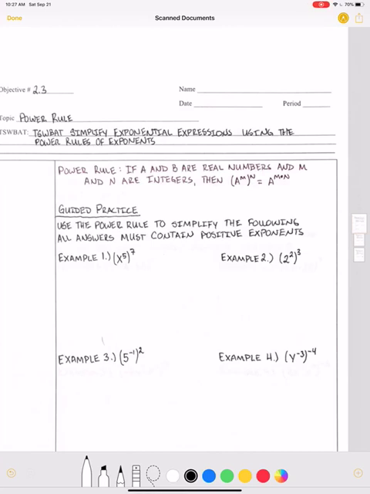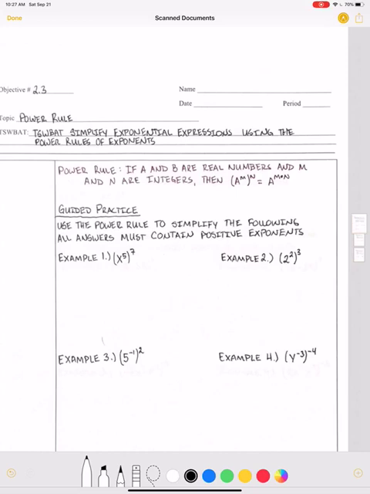Alright, today we are in Unit 2, Section 3. We're talking about the power rules. Our objective is the student will be able to simplify exponential expressions using the power rules of exponents.